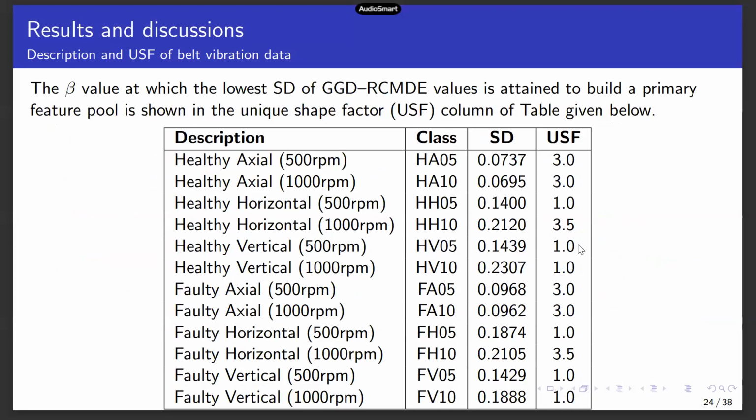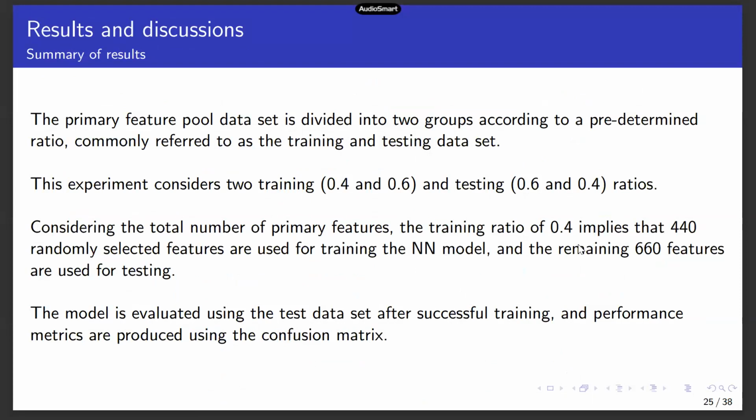The distribution and unique shape factors which are calculated are defined in the given table for all the conditions. The primary feature full data set is divided into two groups according to a predefined ratio. This experiment considered two training and testing ratios, 0.4 and 0.6. Considering the total number of primary features, the training ratio of 0.4 implies that 440 randomly selected features are used for training the NN model, and the remaining 660 features are used for testing.